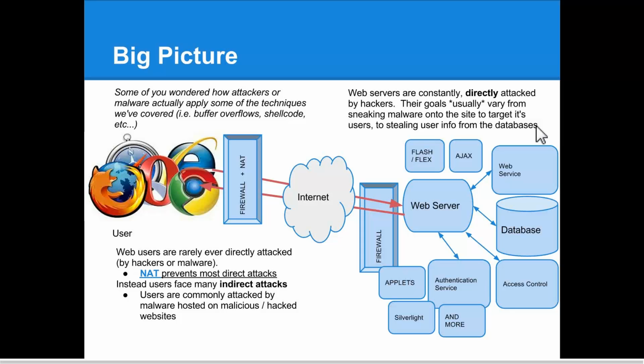Servers are constantly directly attacked by hackers. Now that's where the art of writing shellcode, reverse engineering things, finding bugs and vulnerabilities, buffer overflows, metacharacter injection, and integer overflows all come in handy in finding vulnerabilities to exploit in web application architecture components.